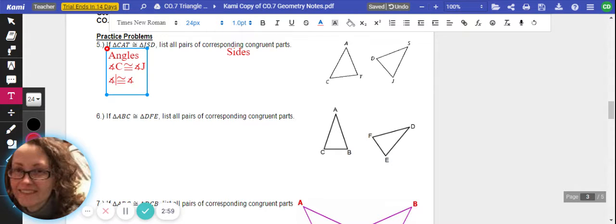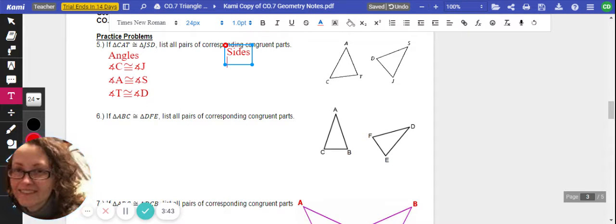So I started with C and J. My next set would be A and S. So angle A corresponds to angle S. So those two are going to be congruent. And then I can do T and D as my two congruent angles for the last pair. And it really is that simple. First one here matches first one here. Second one, second one, third one, third one. And that's it. Now I can move on to my sides.